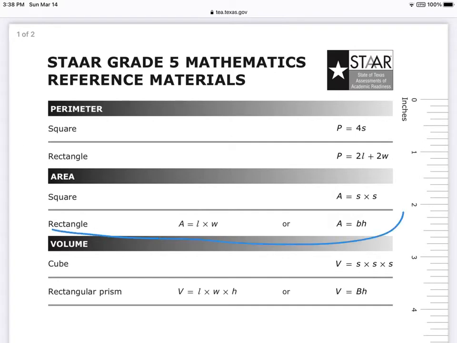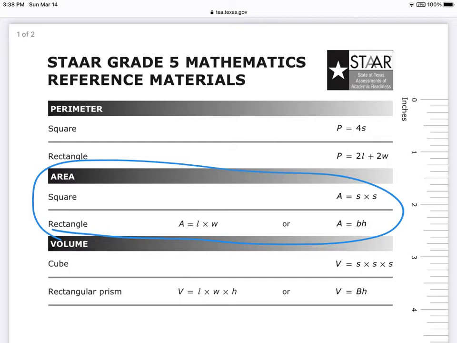So I'm going to circle that part of this chart, which in this case has a couple of different things. You're looking at the area of either a square or a rectangle. Here you're looking at a couple of different formulas. First, for a square, A equals S times S.